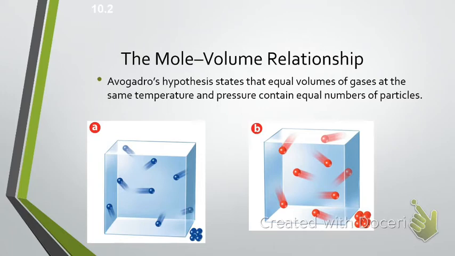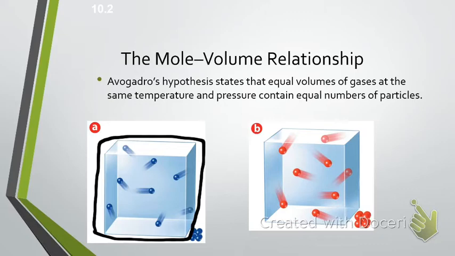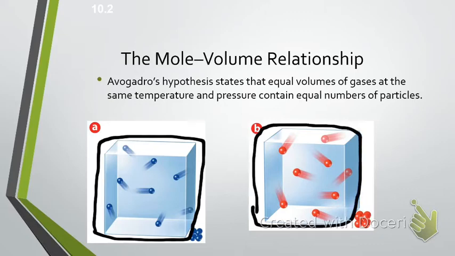The mole to volume relationship goes back to one of Avogadro's hypotheses and states that equal volumes of gases at the same temperature and pressure contain an equal number of particles. So if we look at this picture here, both boxes have the same volume. They're at the same temperature and pressure, and they both have the same number of particles, in this case 8.